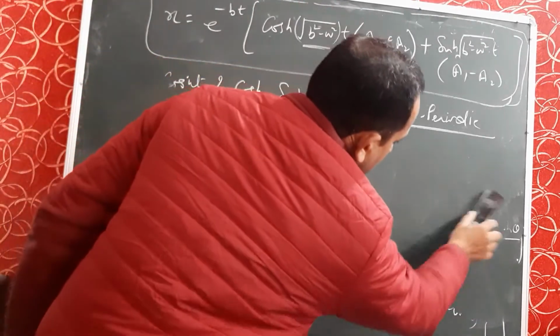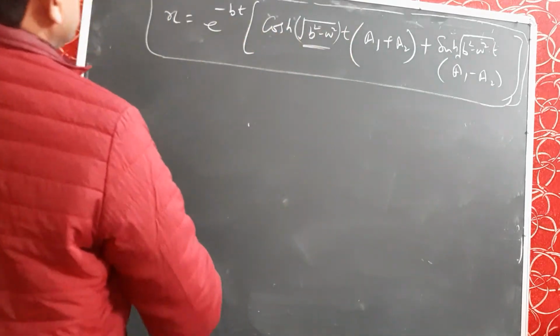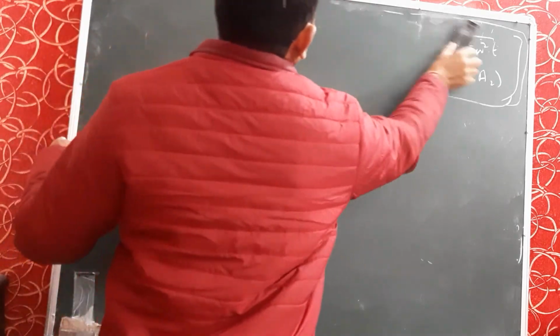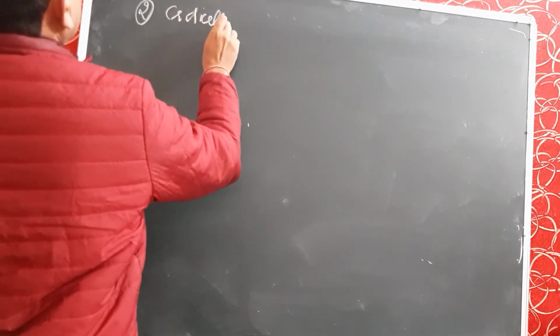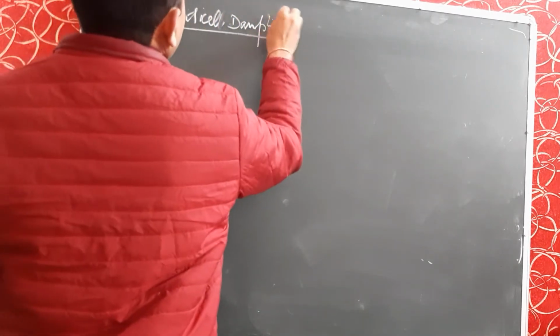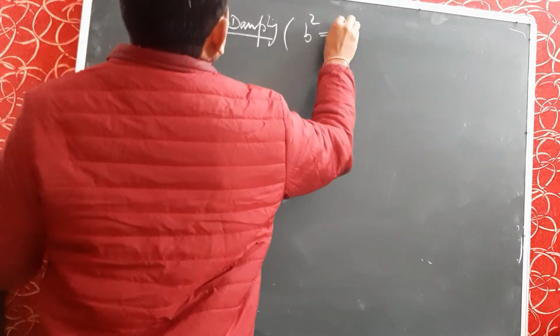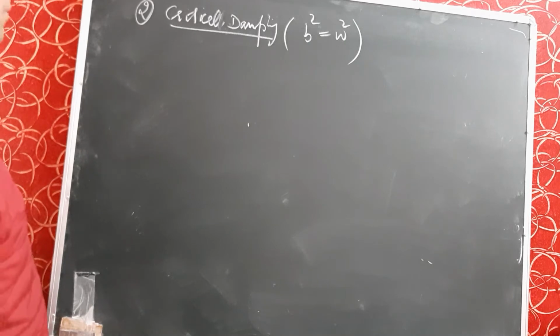Now, this case is called the heavy damping case. Now, in the second part we will describe critical damping. So, the second case is critical damping. What is this damping? It is b square equal to omega square. So, if b square is equal to omega square, then this case describes critical damping.